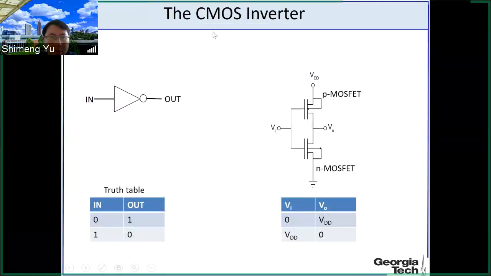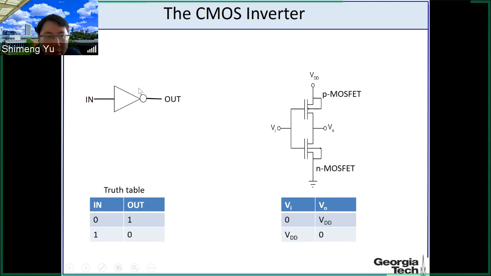So what is a CMOS inverter? First of all, the inverter is a building block in digital circuits, and I believe in your 2020 course you have learned the symbol like this. You have a triangle, and then you have a circle. This is a digital function to invert the input signal at the output. So basically the truth table: if input is digital 0, output is digital 1, or if input is digital 1, output is digital 0.